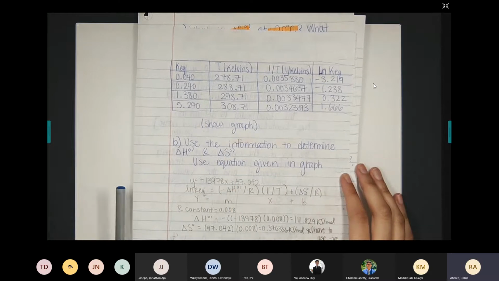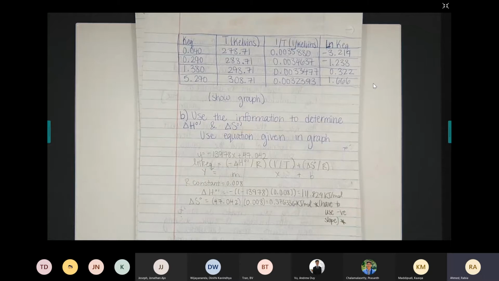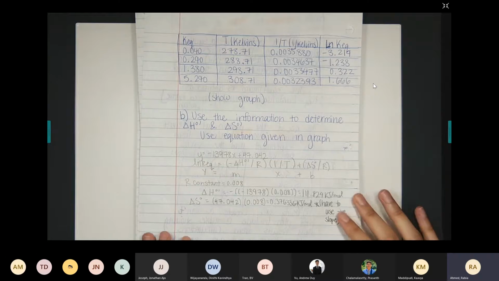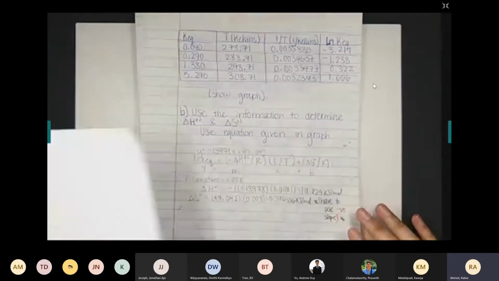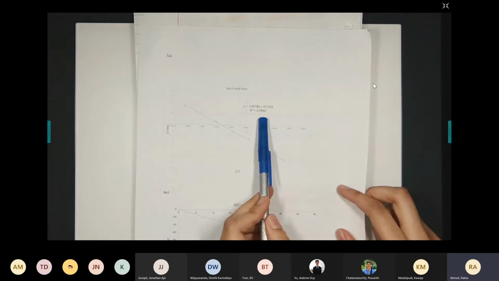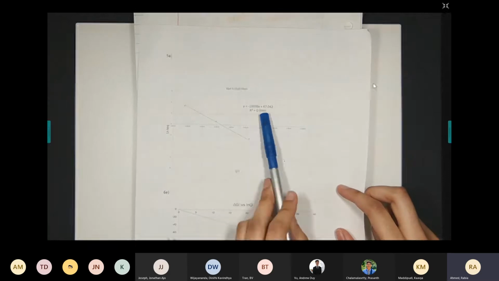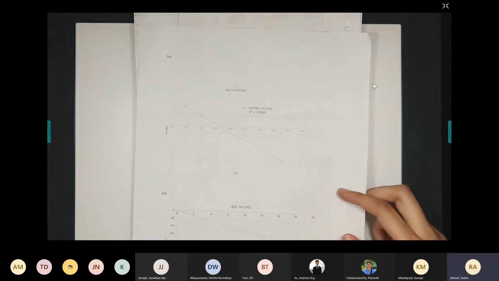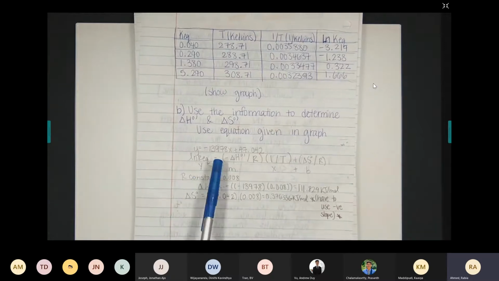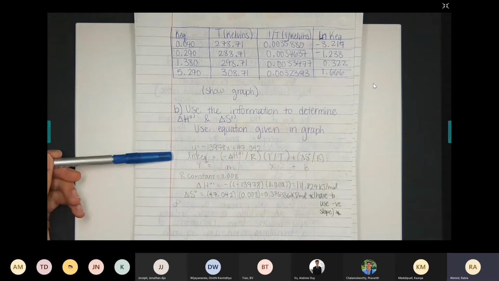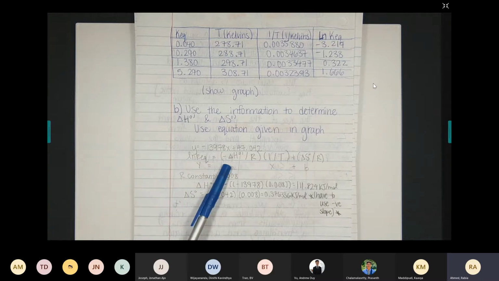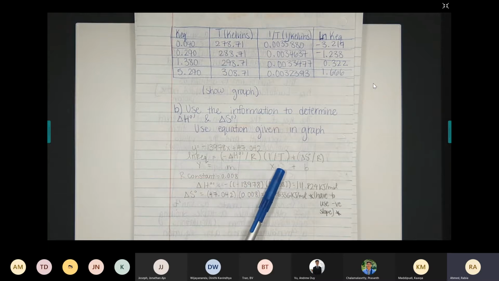from the previous table. And so for B, the question is, use the information to determine change of H and change of S. Use the equation given in the graph. So the equation that we got in the graph was y equals negative 13,978x plus 47.042. And so that's the equation we use here. So we're going to do ln KEQ equals negative change of H over R times 1 over T plus change of S over R.